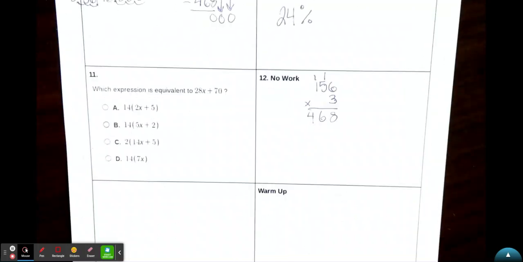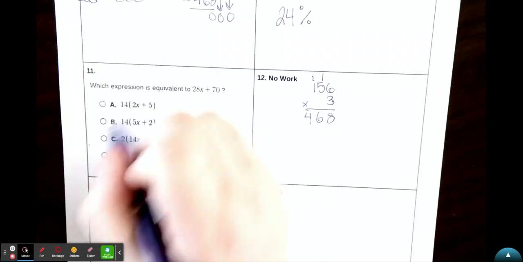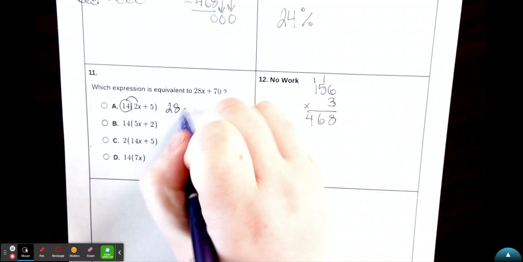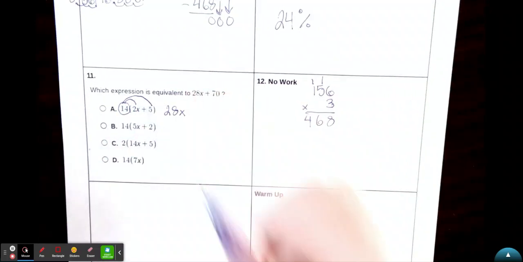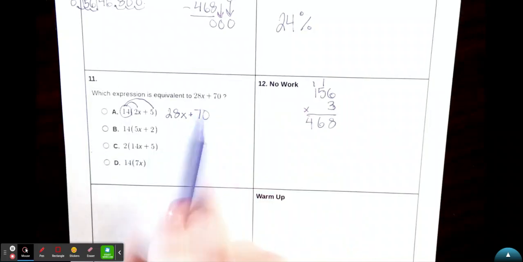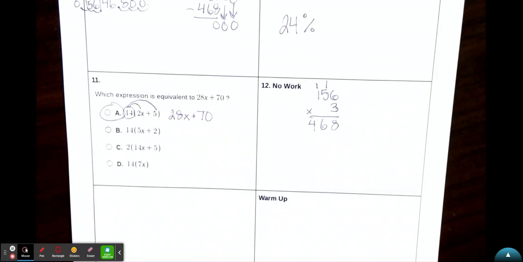Number 11 says, which expression is equivalent to 28x plus 70? So for this one, we are going to solve all of these and figure out which ones equal 28x plus 70. We need to make sure we check each one. So we're going to do the distributive property for this. What's 14 times 2x? 28x. What is 14 times 5? 70. And then they have a plus between them. Is that what I wanted? That's convenient. It was the first one, but let's just check and see what the other ones are as well.